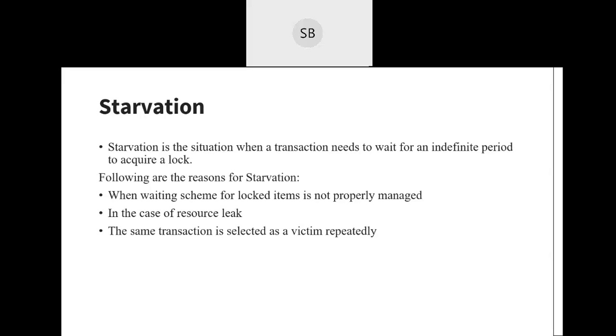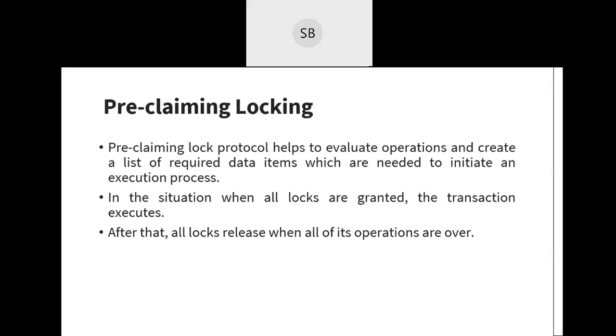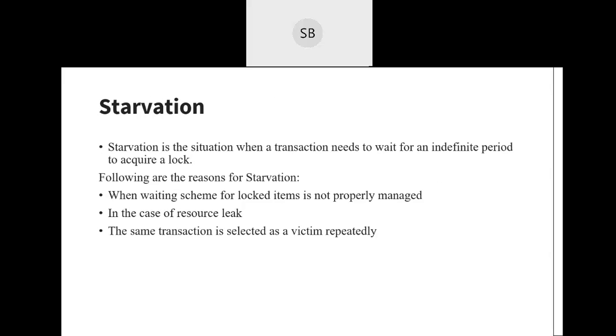So what are the reasons for starvation? When the waiting scheme for locked items is not properly managed. How many locks are required is not managed properly, and just as in the simplistic lock protocol, we assign locks at the beginning, whether they may be required or not. In that case it may lead other transactions to suffer, right? So the waiting time increases, and that is one of the reasons for starvation.